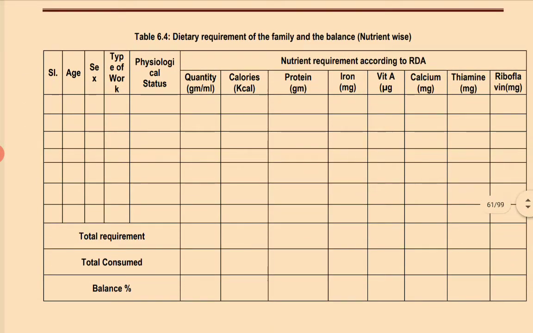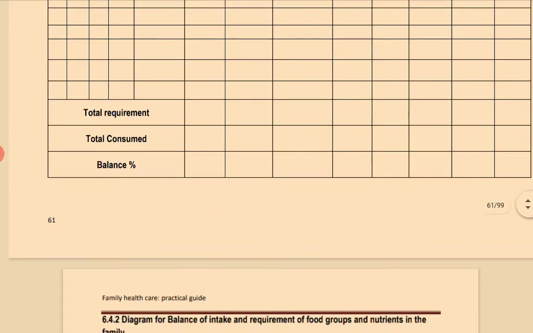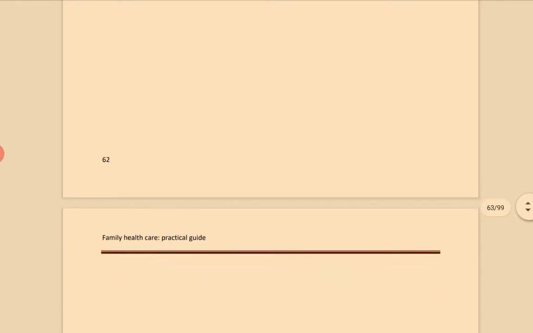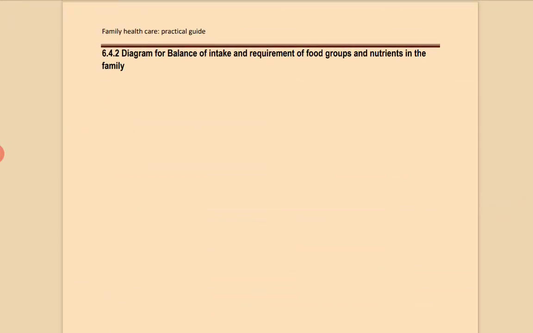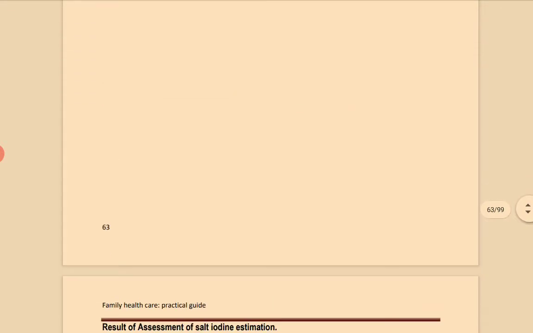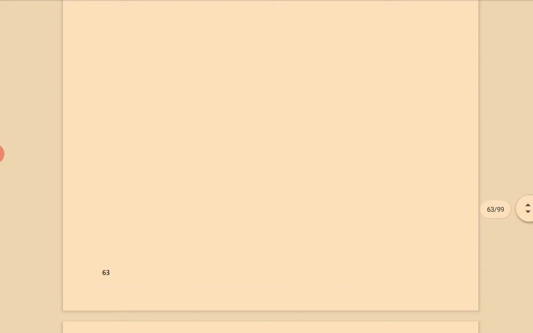Similarly, you will do this thing for the nutrient wise also. Nutrient, you have already calculated the amount taken, and from here you will be able to calculate the amount which is required and just calculate the balance percentage. So thus you will get two bar diagrams, one for the intake and requirement of food groups with respect to the balanced diet, and one about the intake of food group according to the RDA of the nutrients.